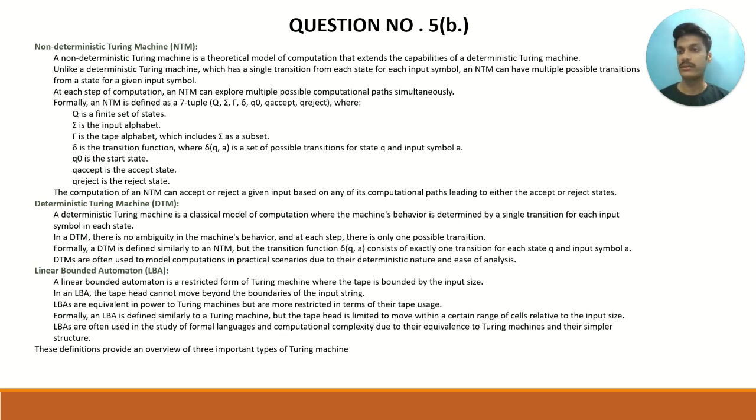Deterministic Turing machine (DTM). A deterministic Turing machine is a classical model of computation where the machine's behavior is determined by the single transition for each input symbol in each state. What is the linear bounded automaton? A linear bounded automaton is a restricted form of Turing machine where the tape is bounded by the input size. In an LBA, the tape head cannot move beyond the boundaries of the input string. LBAs are equivalent in power to Turing machines but are more restricted in terms of their tape usage.